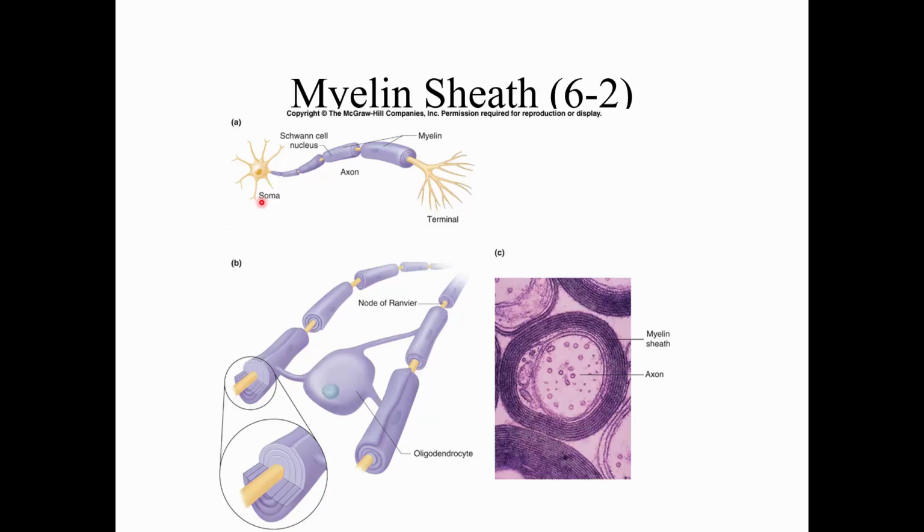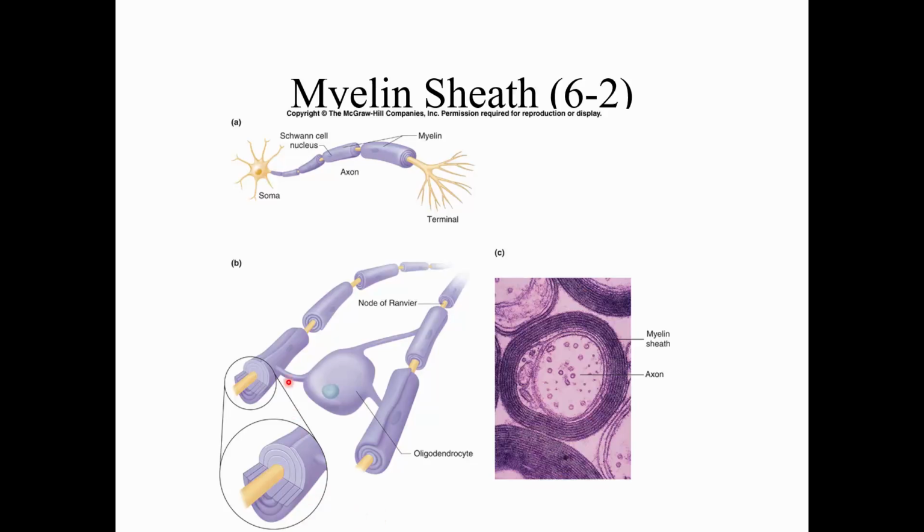Now, some axons are myelinated, some are not. The myelin comes from a type of glial cell. In the central nervous system, they're called oligodendrocytes, and in the peripheral nervous system, they're called neurolemmocytes or Schwann cells, and they're essentially cells that wrap layers and layers of membrane around the axon and highly insulate them.